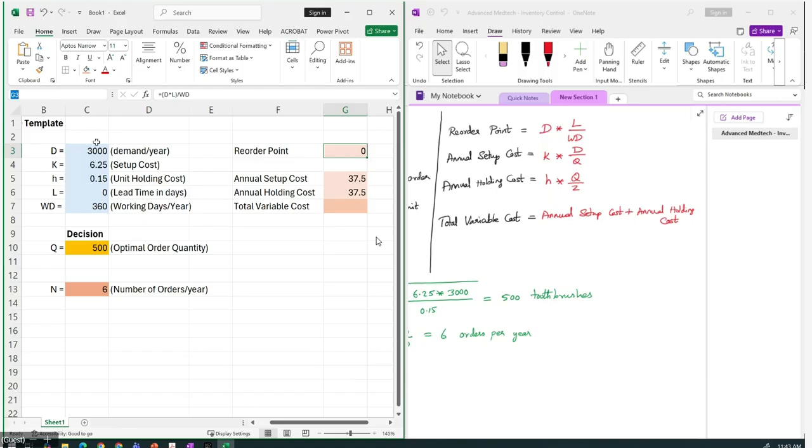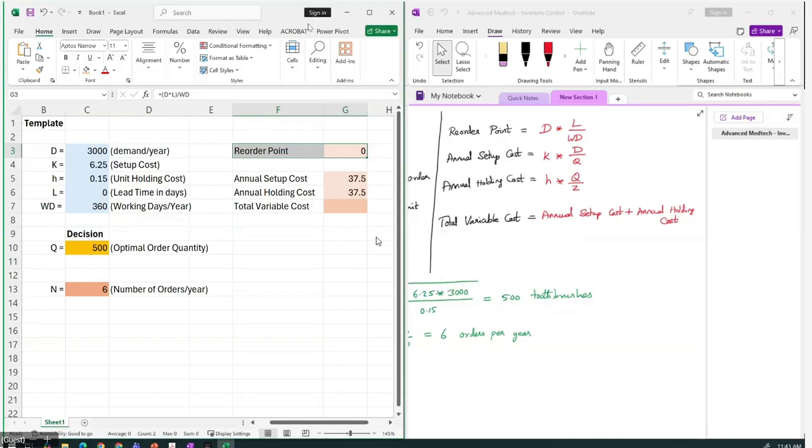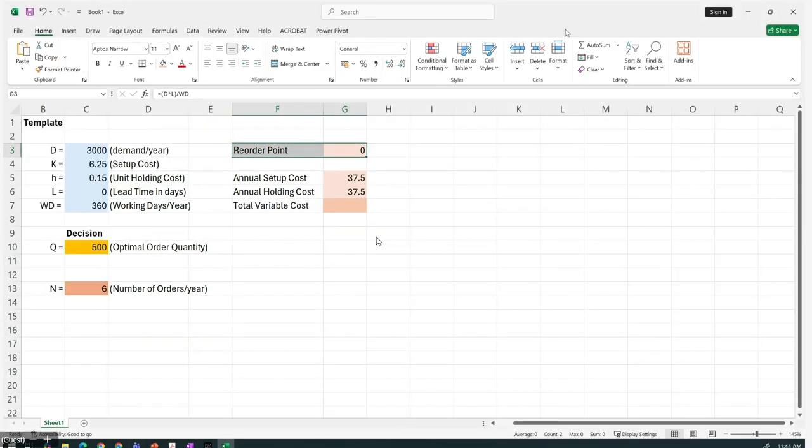I have already typed reorder point, correct? So for those lazy people like me who would not want to type reorder point again, just have a look at my screen carefully. This is the cell that I want to name. Select along with the label. Press Control Shift F3. You can see here, select along with the label, Control Shift F3.